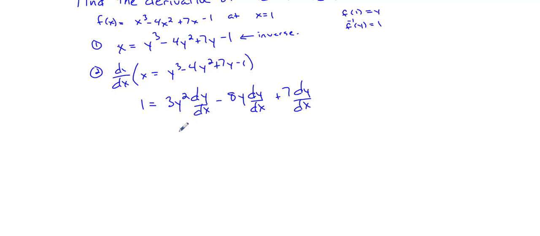Okay, solve for dy/dx. That's a quick factoring. Should we do an advanced move on this one? Not write it twice? Are you guys okay? So I'm going to factor this all out, right? And then divide over. This will be 1 over 3y squared minus 8y plus 7. Okay with that?